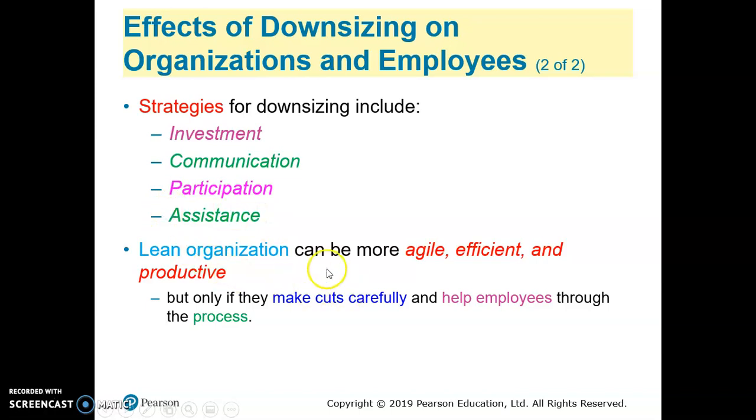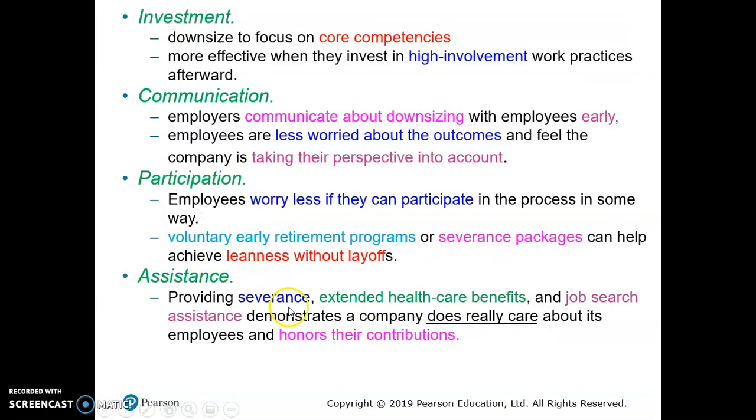So leaner organizations mean that they have to reduce the numbers of the employees. So in order to reduce the numbers of the employees, they have to make sure that the employees they're going to lay off, they need to help them go through the process of laying off. They have to plan properly in advance, not just lay off the employees because they want to downsize, because the effect will be negative. So they have to make sure that when they want to cut down the numbers of the employees, it is carefully planned and they also help employees to go through the process.